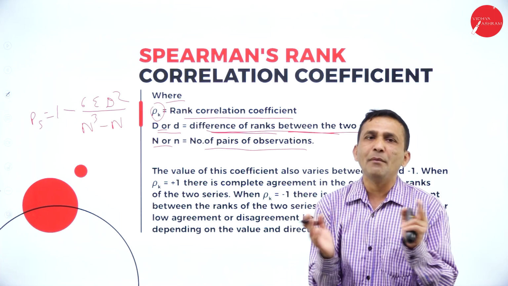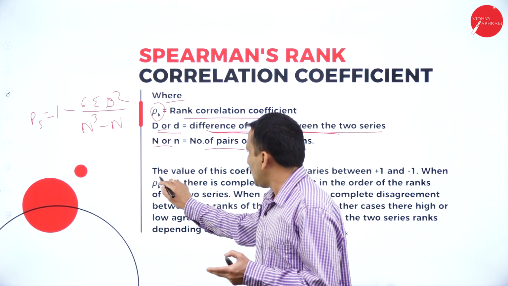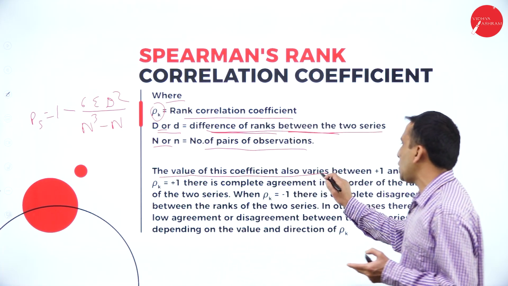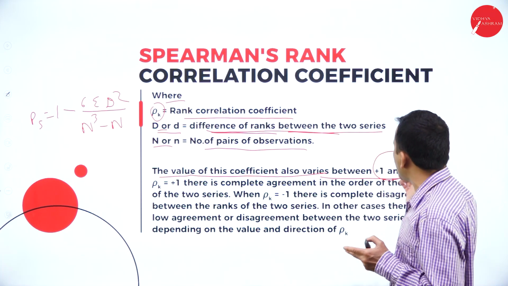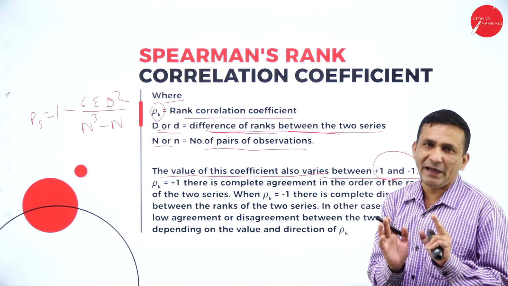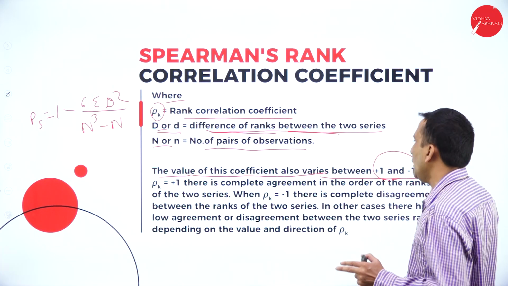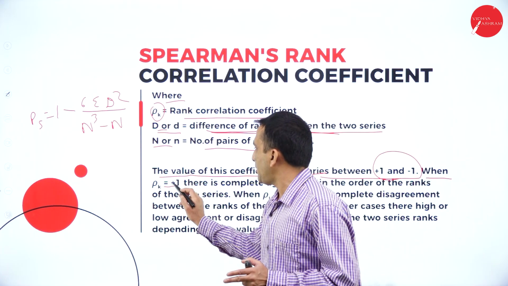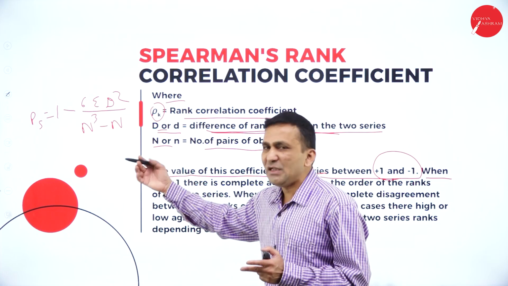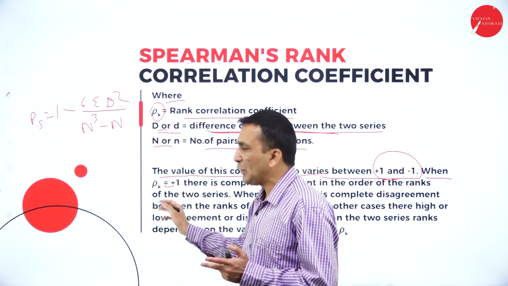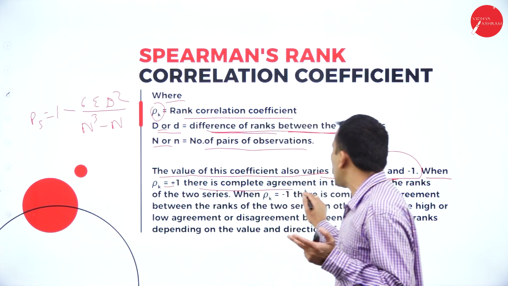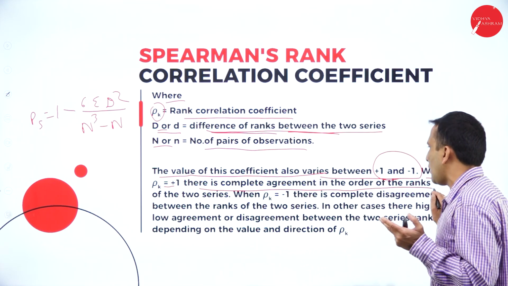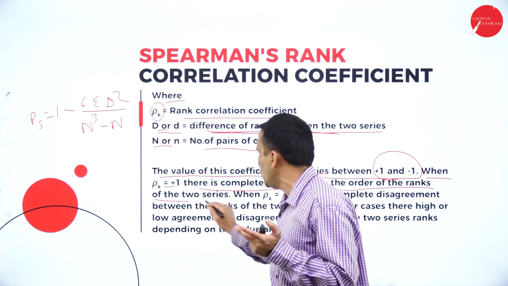Okay, so we are comparing. Here the value of this coefficient varies between +1 and -1 only. When Kp is +1, that means positive. After calculating and simplifying we are getting positive. There is a complete agreement in the order of rank correlation of the two series.